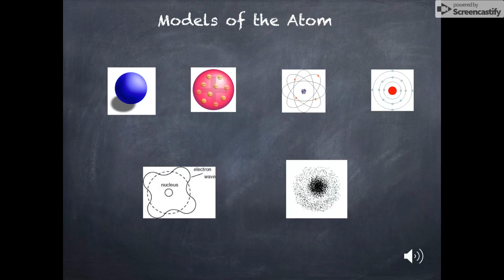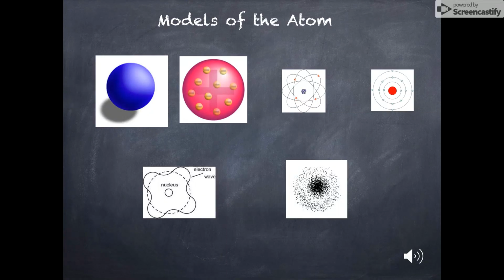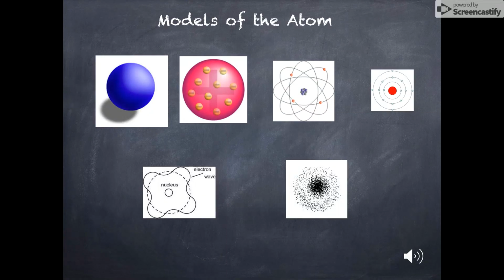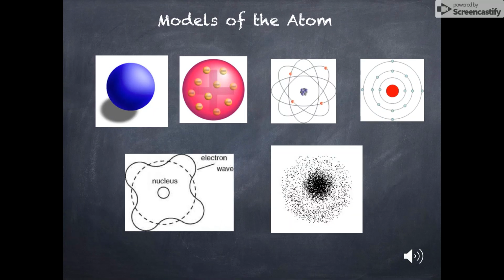I want you to go ahead and think about each model that we have discussed today, right? We have John Dalton's billiard ball model, J.J. Thomson's plum pudding model, we have Rutherford's more planetary model, Bohr's model, de Broglie's model, and Schrodinger's model. And I want you to try to identify some of the strengths as well as the weaknesses of each model, and then be able to explain why Schrodinger's is the best model to represent the structure and behavior of atoms.